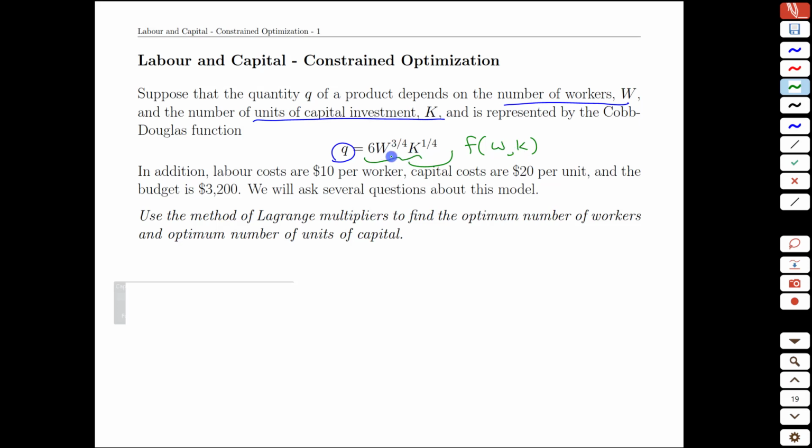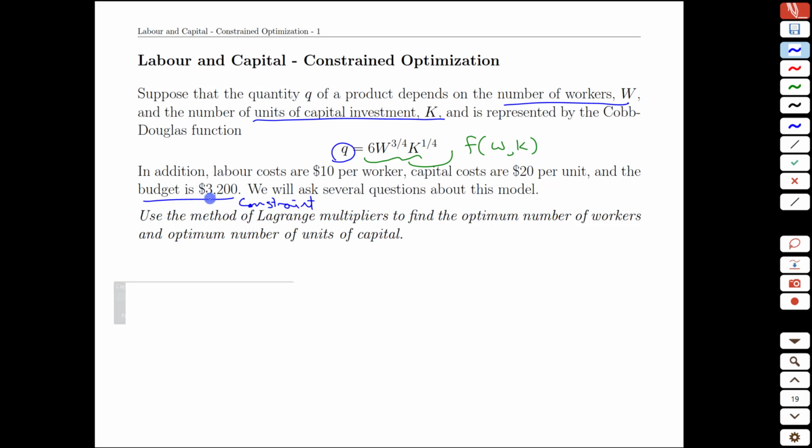Just looking at this function initially, it makes sense that we would try to maximize our production by increasing the number of workers and increasing our capital, because increasing both of those will increase our production. However, that doesn't necessarily work with the real-world constraints. In particular here, we've been told that we can only spend $3,200. And we can divide that spending between our workers and our capital. So this is going to be our constraint.